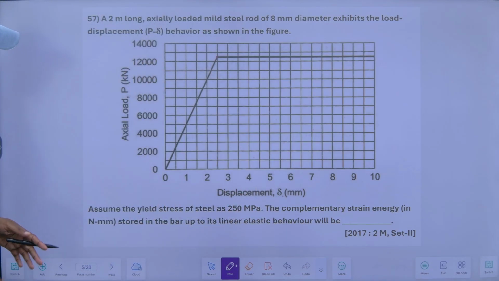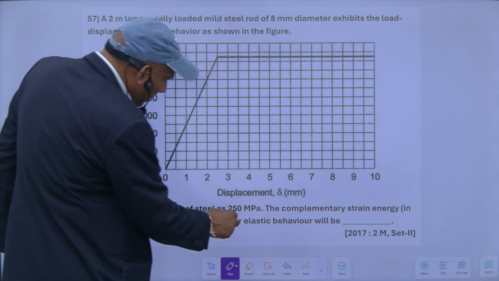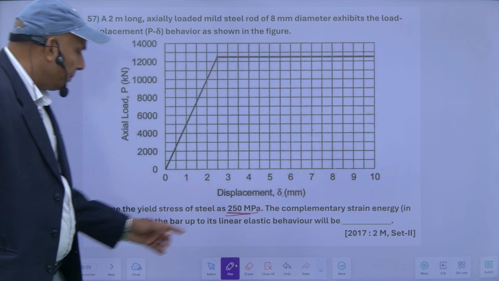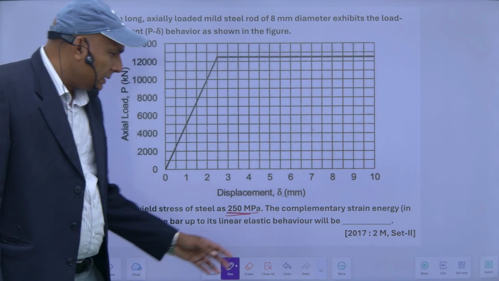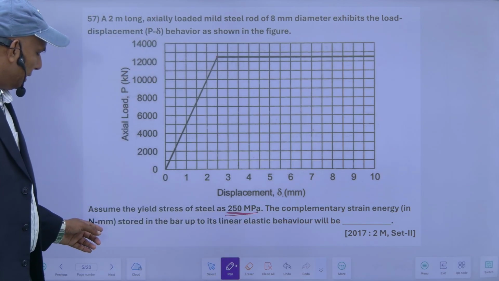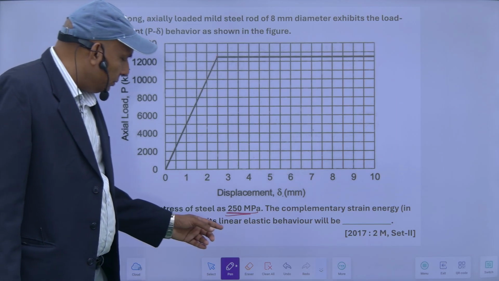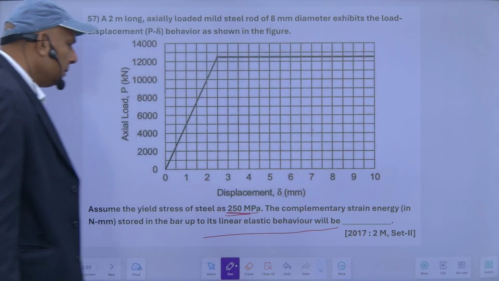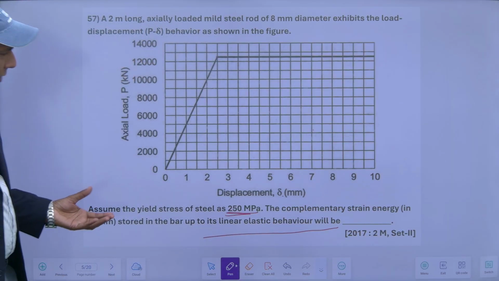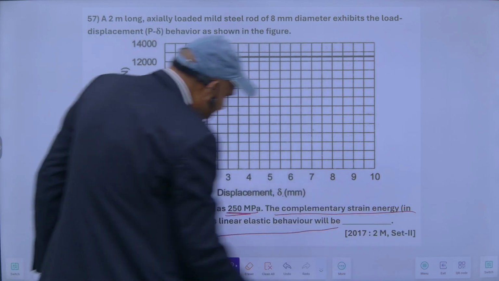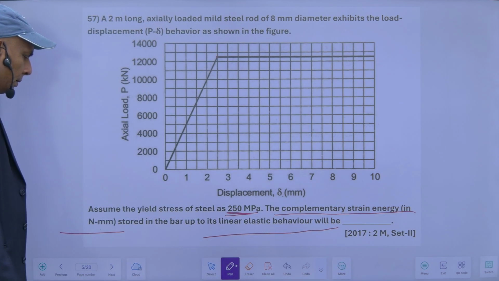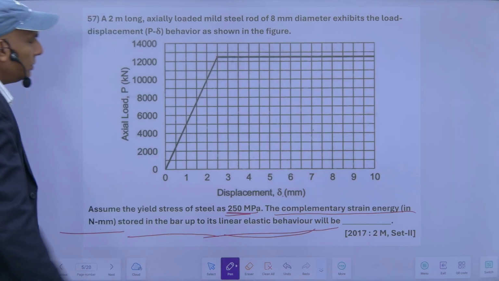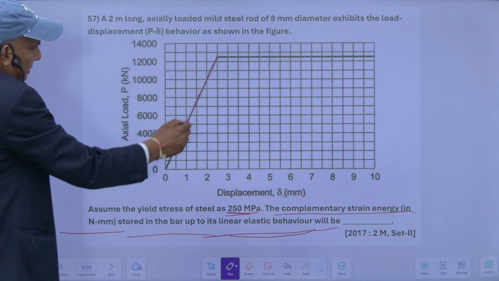He simply wants us to assume the yield stress of steel as this much, which is 250 MPa. The complementary strain energy in Newton mm stored in the bar up to its linear elastic behavior will be how much? So I have to know the complementary strain energy stored in the bar up to its linear elastic behavior. Linear elastic behavior is this one.